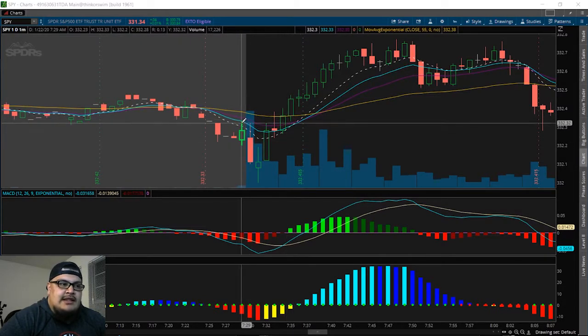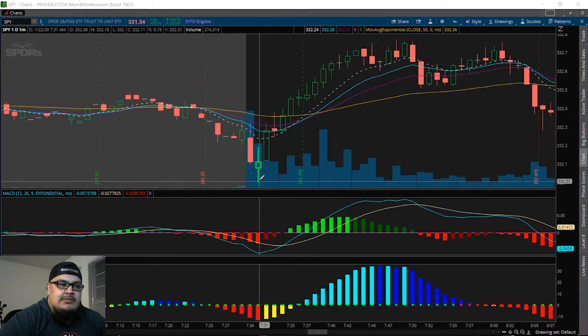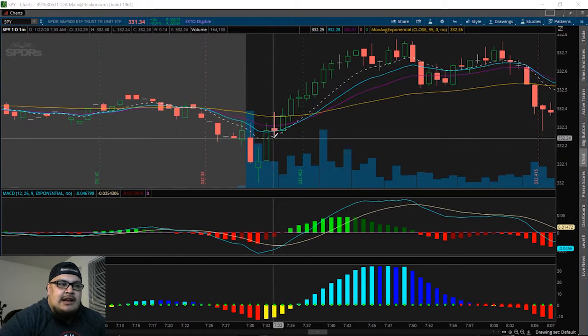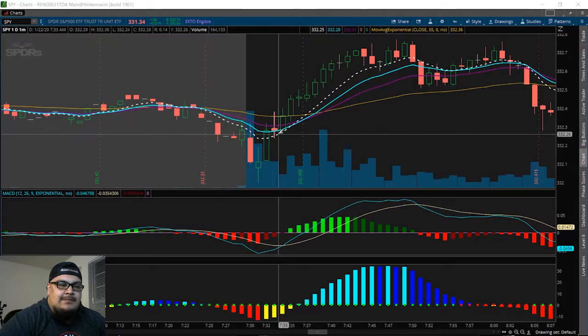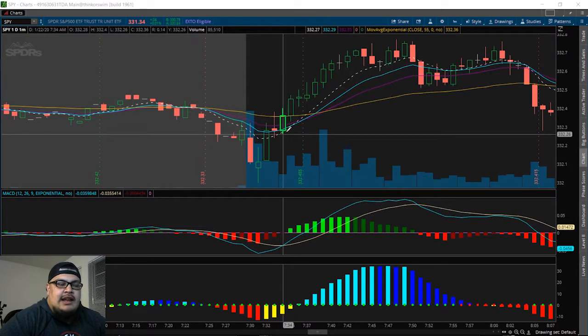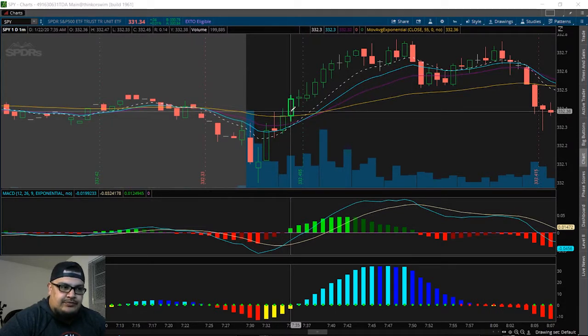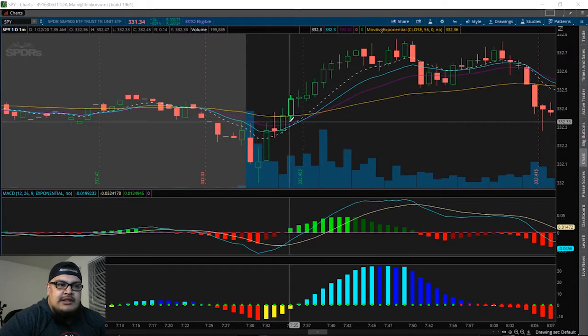So in this instance, the SPY opened up, dipped down, and then once it found a little bit of support here, it came back up, and it started breaking above the 13, started breaking above the 21 here. The 8 and 13 start breaking above the 21. Then this is where you would actually buy into the trade.